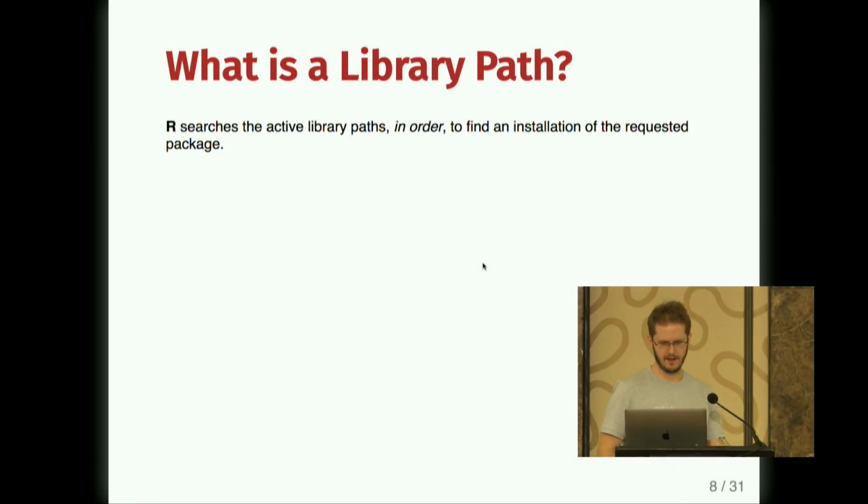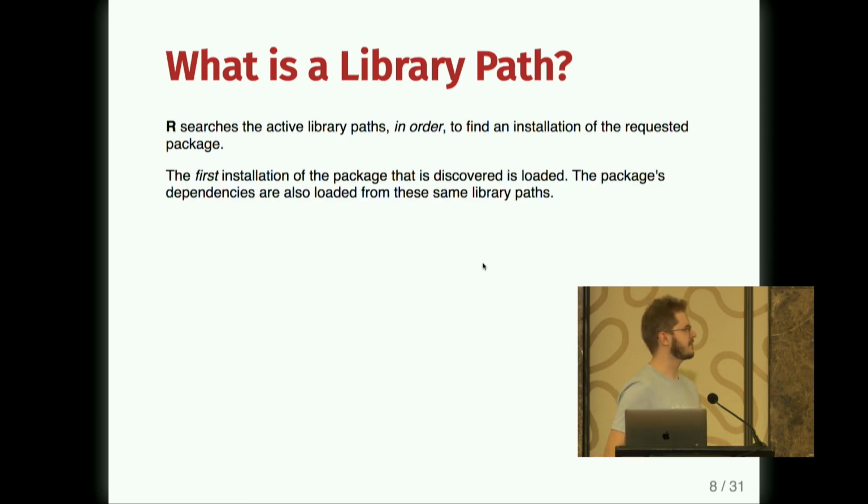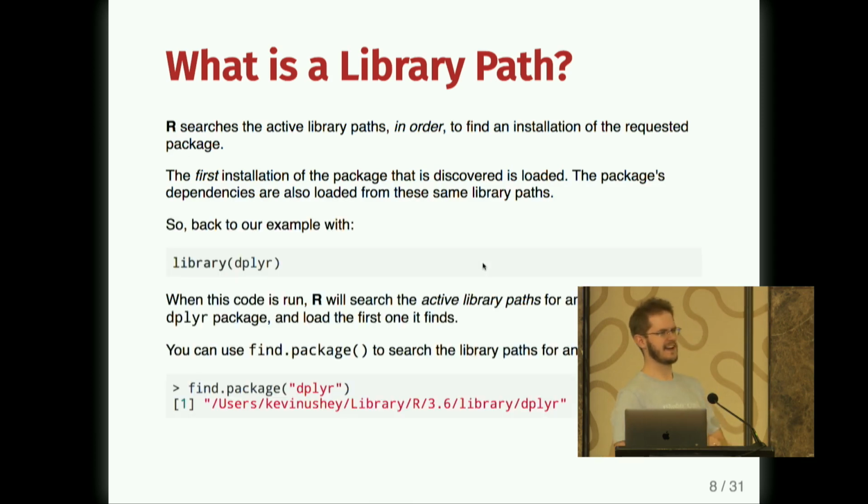All right, and then next, when R wants to load a package, how does it search these to find it? What happens is the first installation of the package that is discovered is loaded. And notice I say the first. So if you've ever run into a situation where you have multiple copies of a package installed, say one in your user library and one in your system library, the first one it finds, the one in your user library, is the one that gets loaded. But if you've ever thought, wait, where is this package actually coming from? You can use find.package to ask R, hey, where does this package that I want to use actually live? And for me, dplyr, I've made sure to install it in my user library.